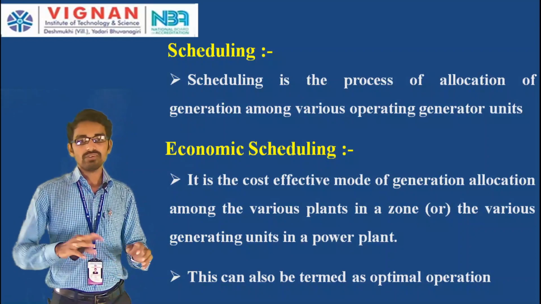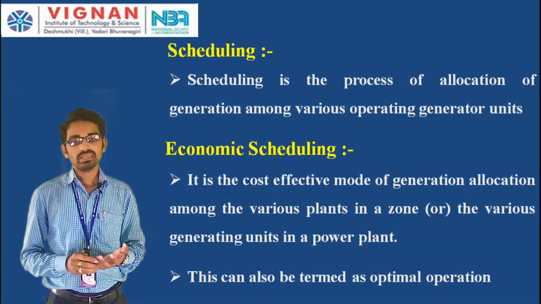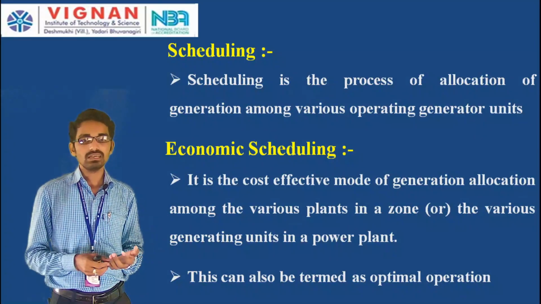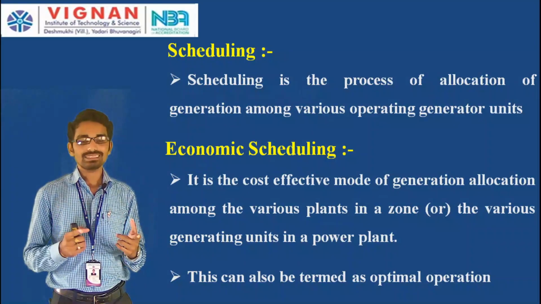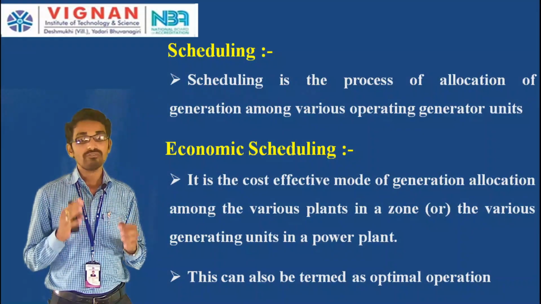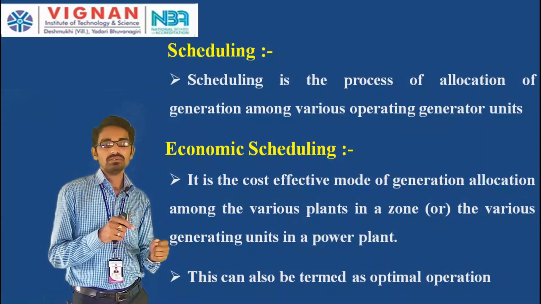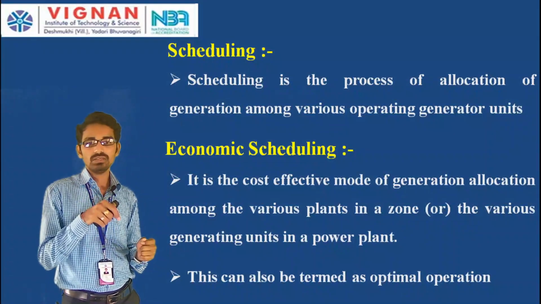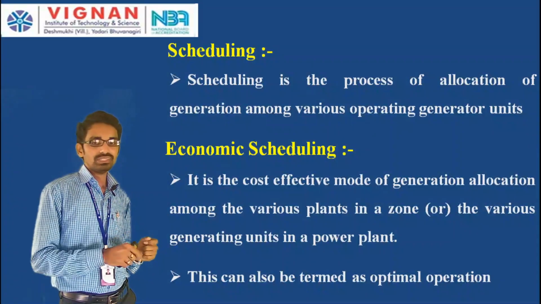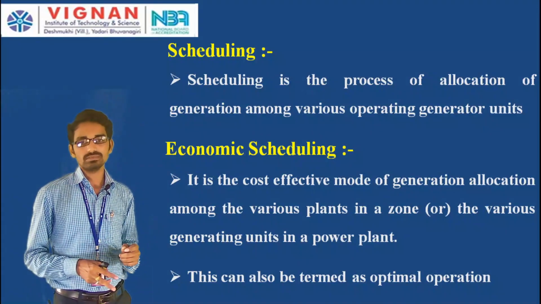A power plant has generating units, and there are also various generating plants, that is power stations. How are you going to allocate the load between the power stations in a cost effective way, by reducing the cost? And how effectively are you allocating the load to the generating units which are available in a power plant? Those are the two aspects you have to consider here.